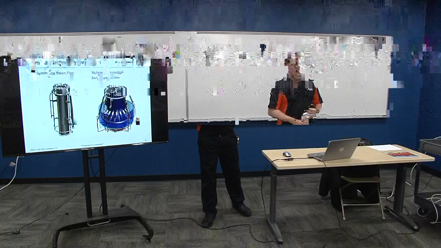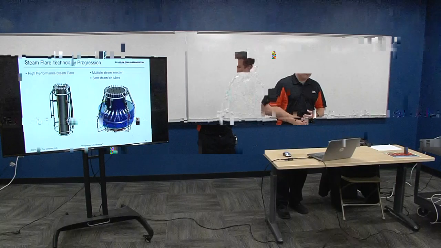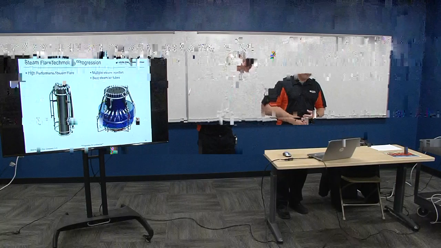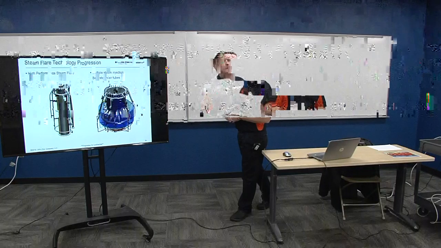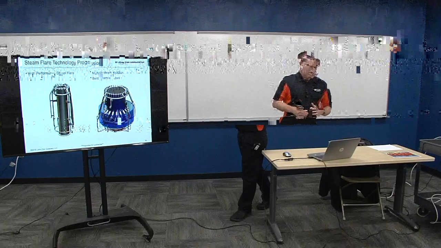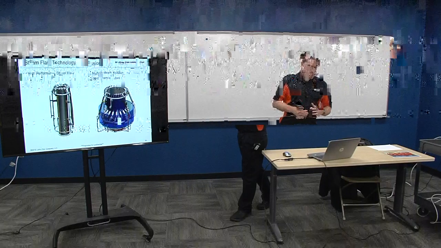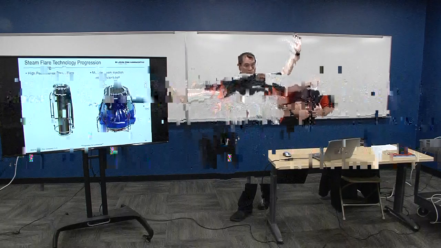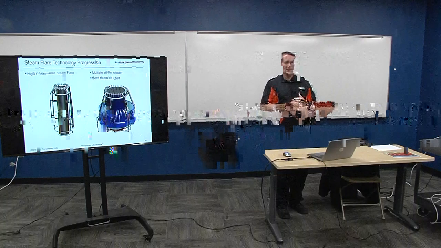So this technology was probably what's been around for the last 20 years as the best steam technology available. But it still has its limitations, because if you imagine, these things get really big. Some of the biggest steam flares, we've got one in Singapore that's probably 15 foot in diameter and about 25 foot tall. That's a huge chunk of steel, trying to ship that thing down the road.